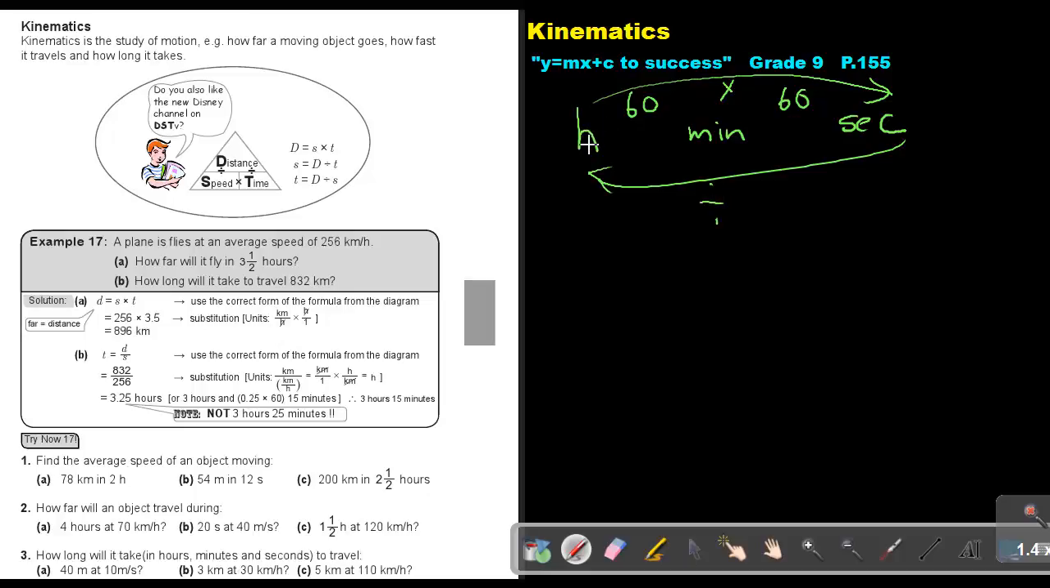So if I want to go from hours to minutes, I must multiply by 60. So basically, I just say 0.25, not 3.25, only the fraction part. Multiply by 60, and that will give me 15 minutes. So it will take 3 hours and 15 minutes. Very important. It's not 3 hours and 25 minutes.